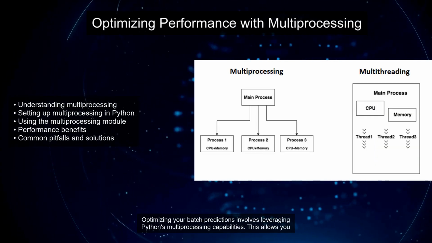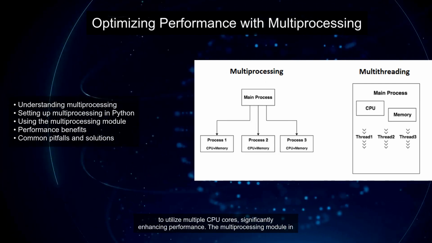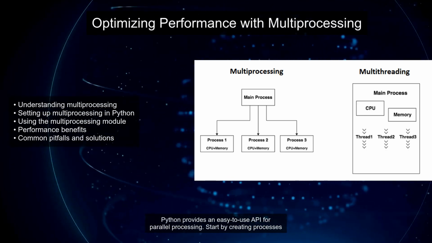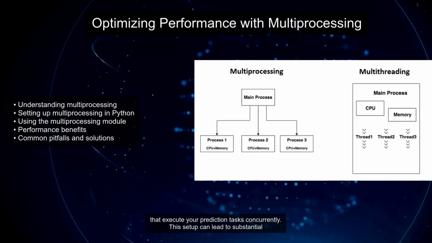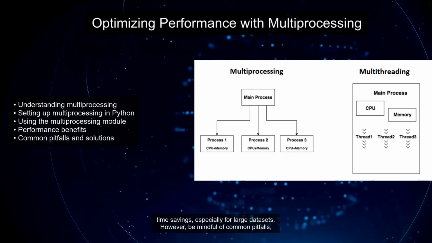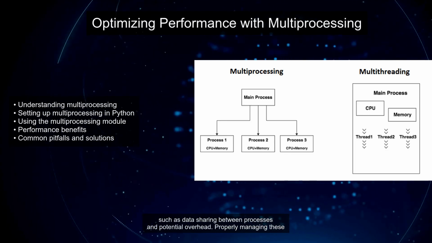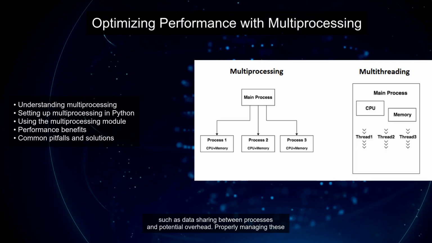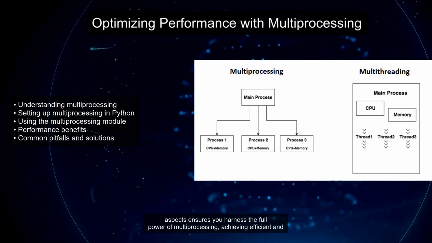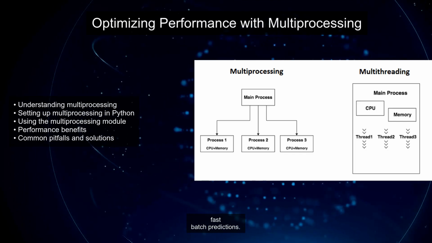Optimizing your batch predictions involves leveraging Python's multiprocessing capabilities. This allows you to utilize multiple CPU cores, significantly enhancing performance. The multiprocessing module in Python provides an easy-to-use API for parallel processing. Start by creating processes that execute your prediction tasks concurrently. This setup can lead to substantial time savings, especially for large datasets. However, be mindful of common pitfalls, such as data sharing between processes and potential overhead. Properly managing these aspects ensures you harness the full power of multiprocessing, achieving efficient and fast batch predictions.